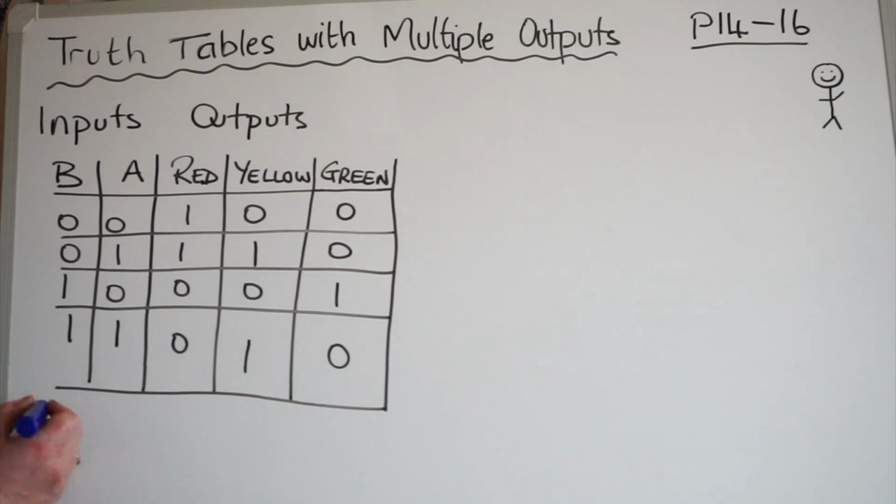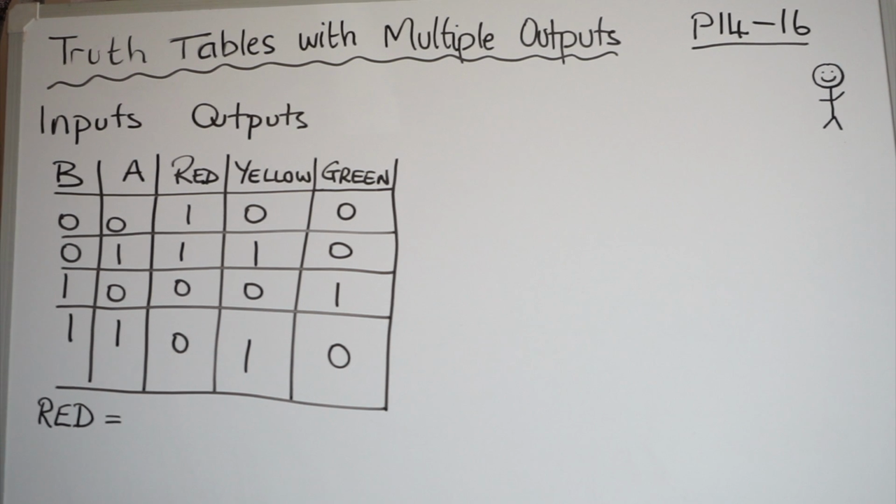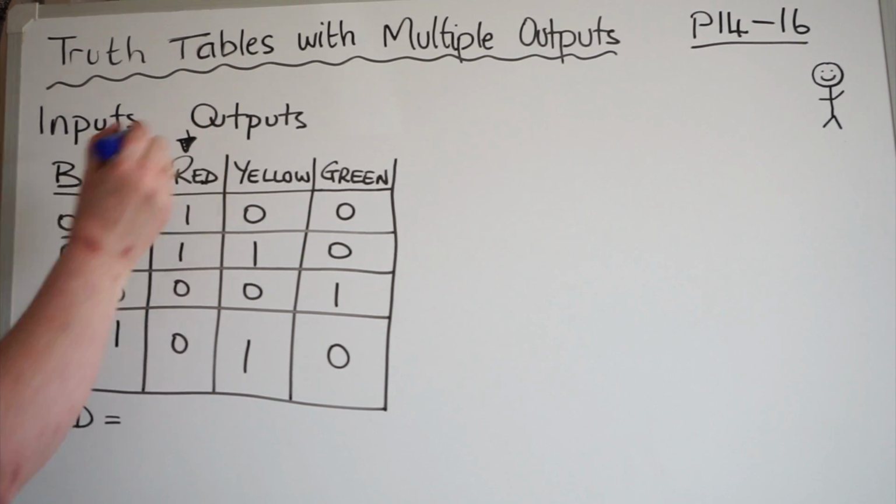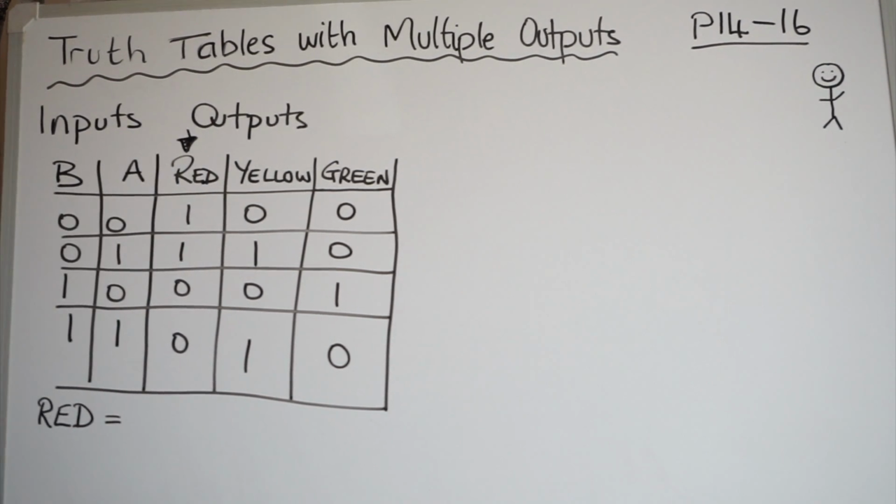So if we look at the red one to start with, there are a series of steps that you follow to work these out. The first thing you do is look at your column, so we're looking at the red column to start with. We've got 1, 1, 0, 0. The first thing you say to yourself is, is that column the same as any of the input columns? Looking at 1, 1, 0, 0, you can see that it's not the same as any of the input columns.